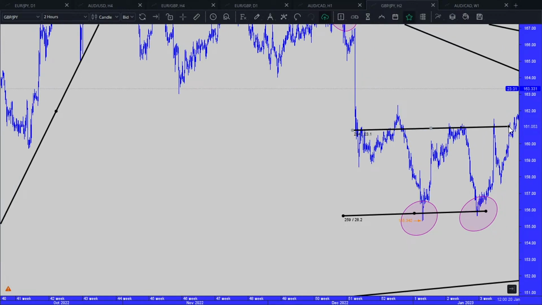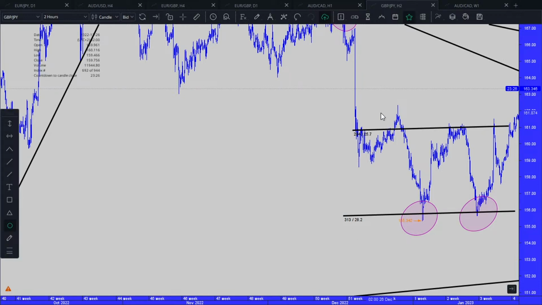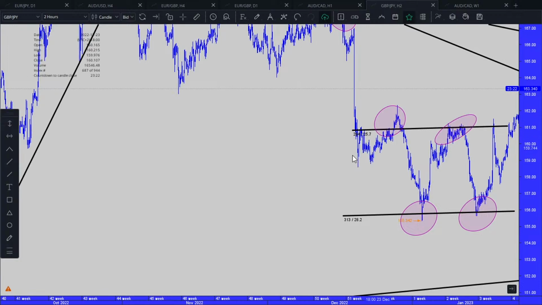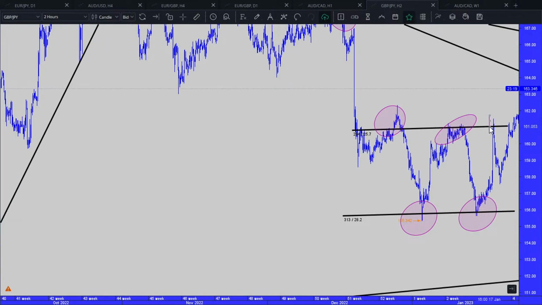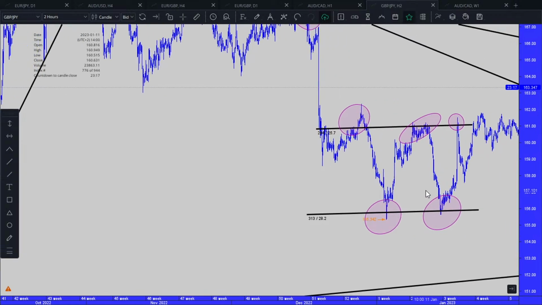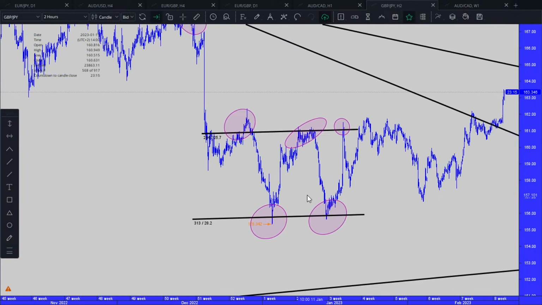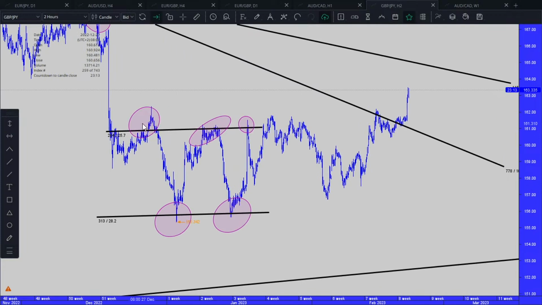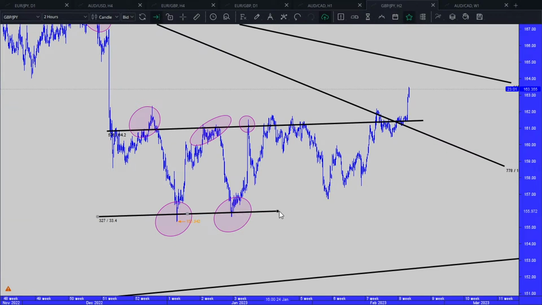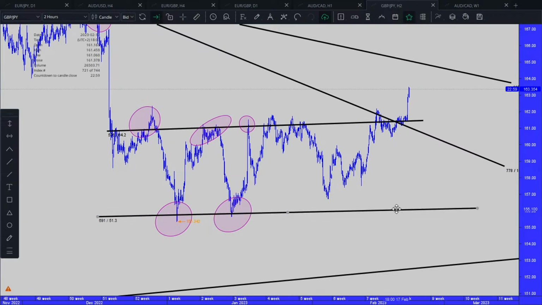Now here you have triple tops, right? One top, it went down, second top, it went down, third top, it went down, but then it went out of consolidation. This is what the market does, right? You have 1, 2, 3, 4, 5, 6 tops here. And then the market went out of consolidation, right? Trying to get up and down.